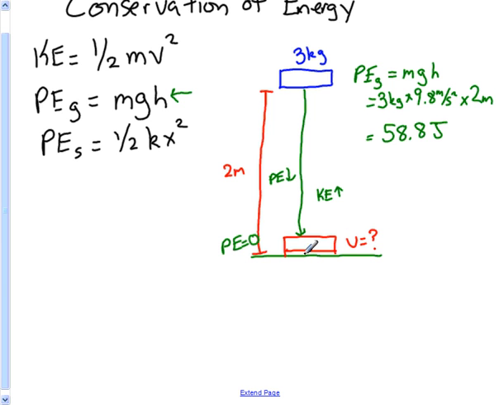But according to conservation of energy, we know that energy cannot be created or destroyed. So therefore, all of the energy that we had in potential must have been converted into kinetic. So we know that the kinetic energy down here has to be equal to 58.8 joules. Okay, well, 58.8 joules, we know that is also equal to 1/2 mv squared.